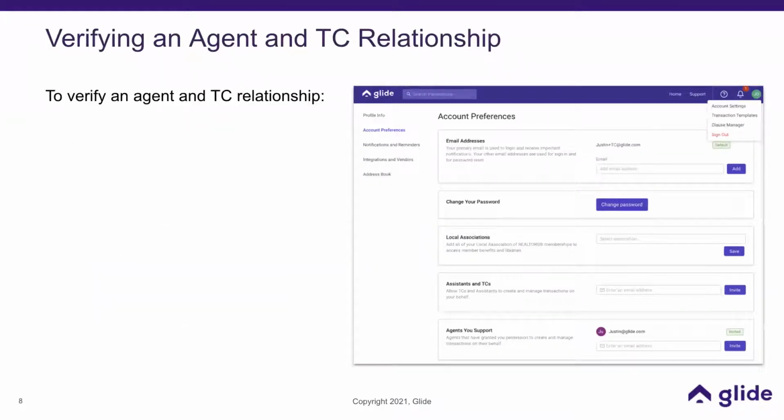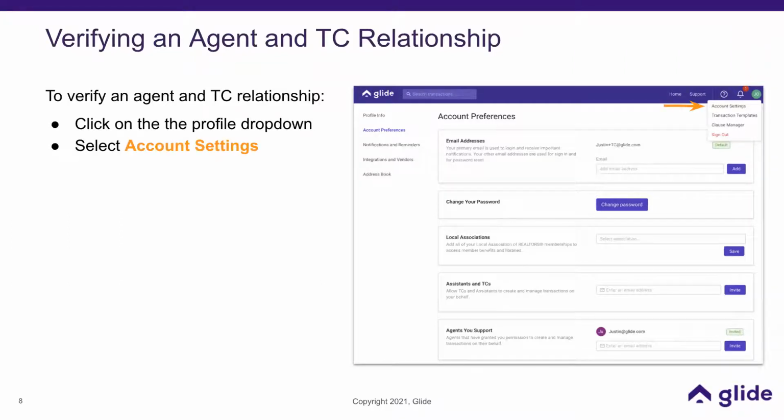All right, so the next process I want to show you, now that we've covered that overview, I've showed you how you can get access to the form library, I do want to show you how to verify that relationship between an agent and a TC to ensure that the TC can also have access to the same form libraries that you do as an agent when they're creating transactions on your behalf. So to verify the agent-TC relationship, in this screenshot, we are here in Glide as a TC, that transaction coordinator. You're going to click on the top right-hand side of the screen on that profile dropdown. From there, you'll select Account Settings.